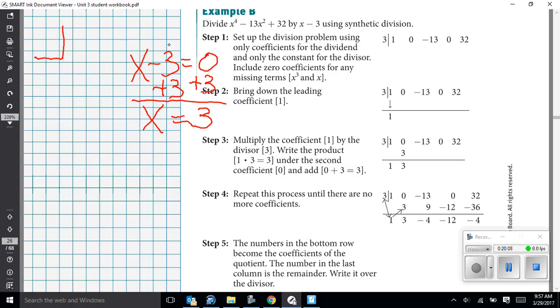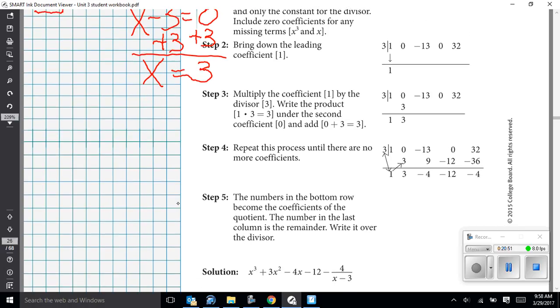So now we're going to fill in this number here. And so when we're moving on a diagonal, we're multiplying. And when we're moving down, we're adding. So 3 times 3 is 9. So then we're going to take negative 13 plus 9, negative 4. So now we're going to move on a diagonal. So 3 times negative 4 is negative 12. Now we're going to move down. So we're going to add these together. So 0 plus negative 12 is negative 12. We're going to fill in this, so we're going to multiply. So 3 times negative 12 is negative 36. We're going to add these together to get negative 4.